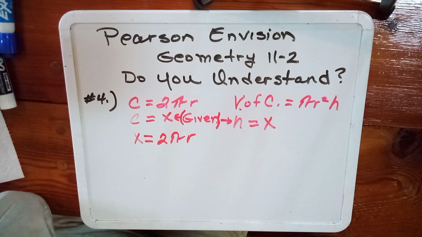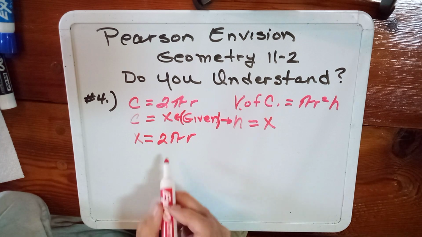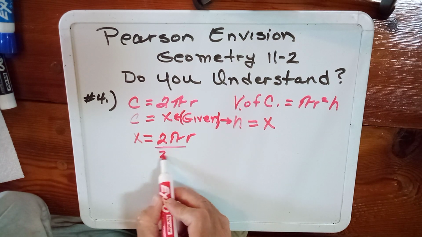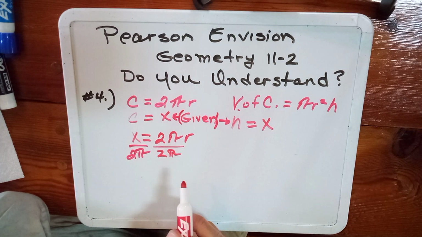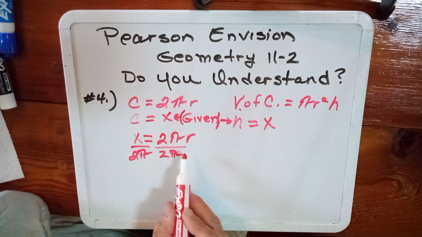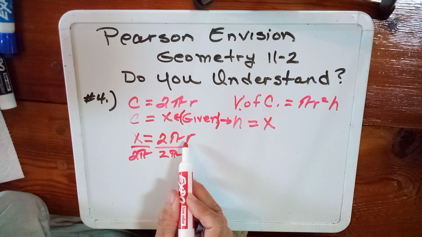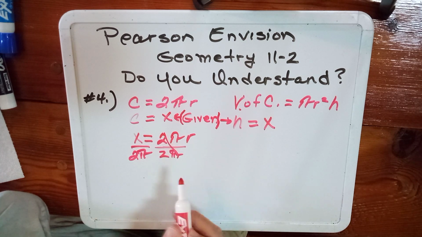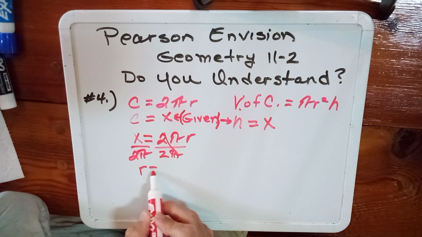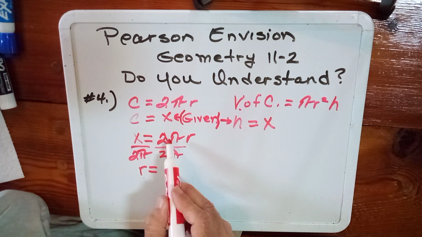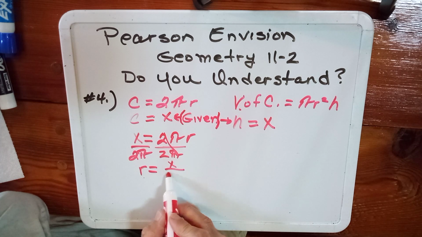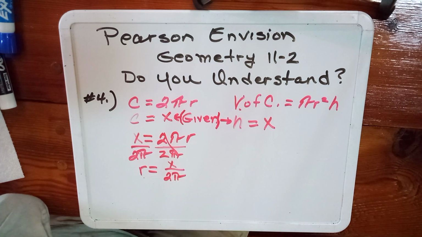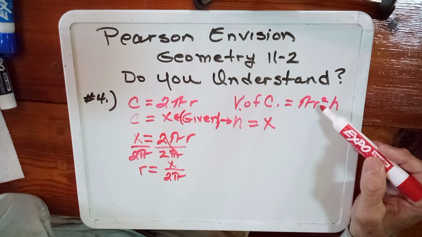Since I need r, I'm going to solve for r in this equation. I'm going to divide both sides by 2 pi, and straighten it up a little bit by putting r over here on the left, because that's where we like to see it. So the 2 pi on this side goes away, and on the left I am left with x over 2 pi. So now we have our h and we have our r.